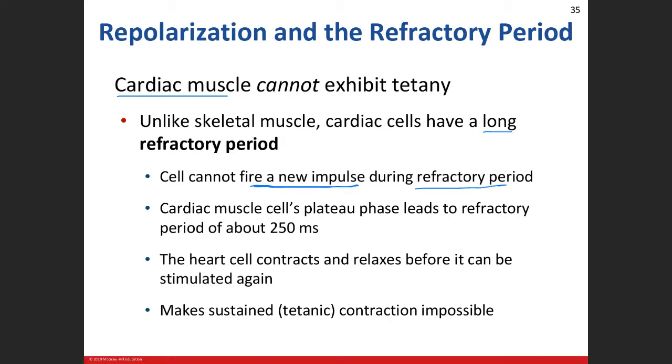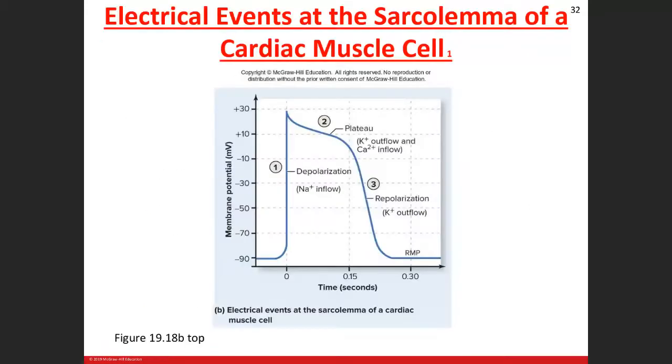You need to know this time. It's 250 milliseconds, about a quarter of a second. So that means we cannot get that muscle cell to contract no matter what we do. We can keep zapping it with action potentials, but we have to wait this period of time. And that has to do with the plateau phase. This phase right here is responsible for that. Why? Because potassium is flowing out of the cell, calcium is pouring into the cell. That phenomenon right there prevents this muscle cell from contracting, which is good.